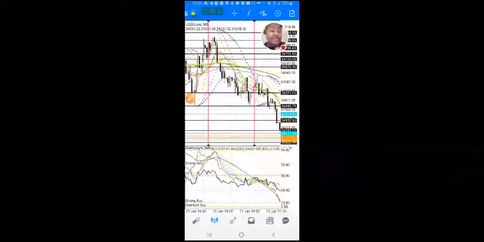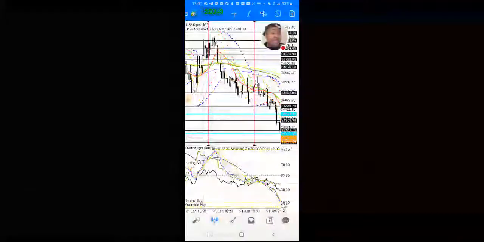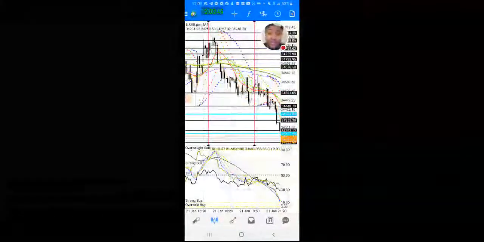Especially this is the 5 minute time frame, guys. This is not the 1. This is the 5 minute time frame. But for you intraday traders, this will work well for you. Scalpers, it will work well for you too. Just be patient. Just wait for that baby to get in profit, right?